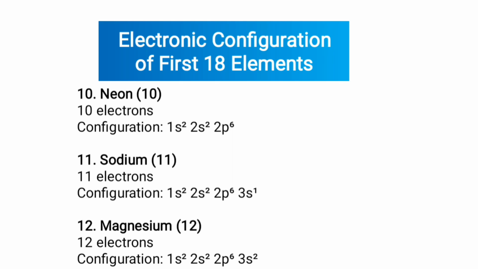Number 11 is sodium. Sodium has 11 electrons and its configuration is 1s2, 2s2, 2p6, 3s1. And number 12 is magnesium, which has 12 electrons and the configuration is 1s2, 2s2, 2p6, 3s2.